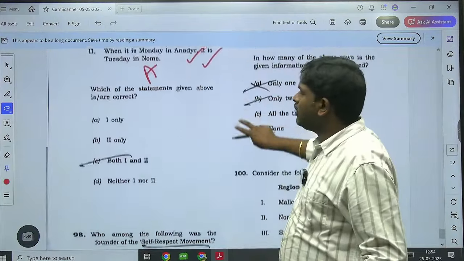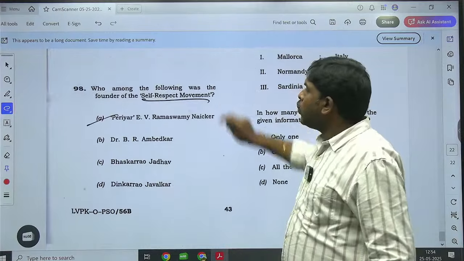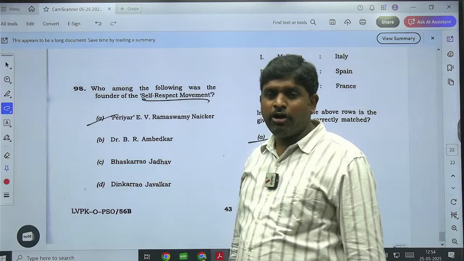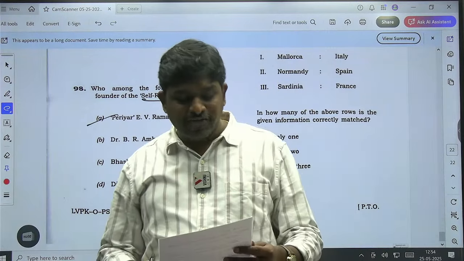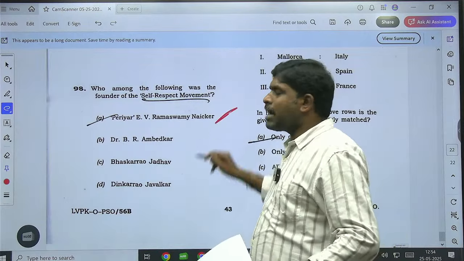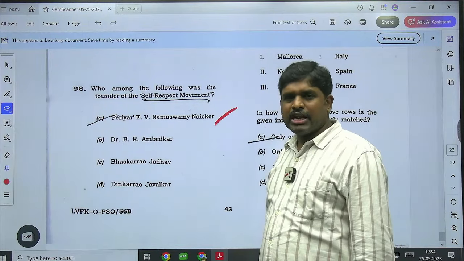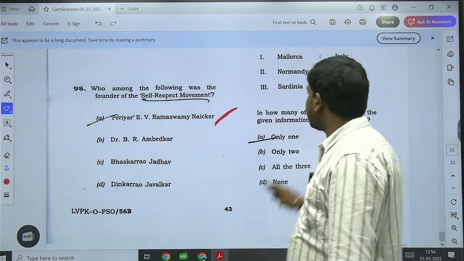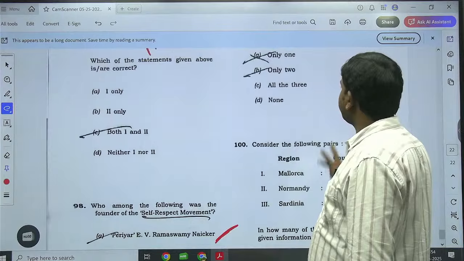98th question, world map it is. Who among the following was the founder of the self-respect movement? We know that Periyar Ramaswamy Nayakar. Self-respect movement, an easy question this is. Periyar Ramaswamy Nayakar.